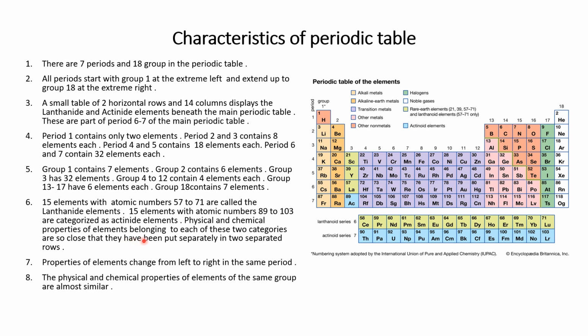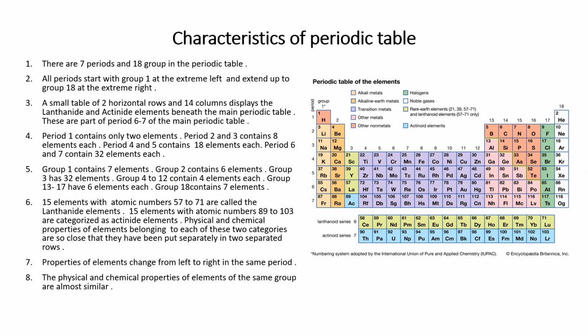Physical and chemical properties of elements belonging to each of these two categories are so close that they have been put separately in two separate rows. Properties of elements change from left to right in the same period. The physical and chemical properties of elements of the same group are almost similar.